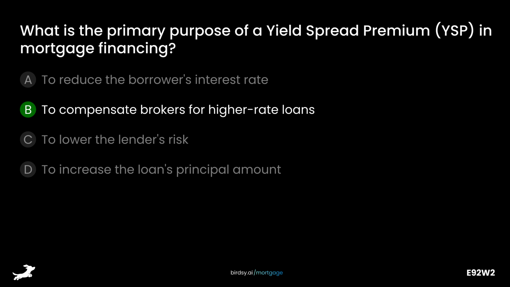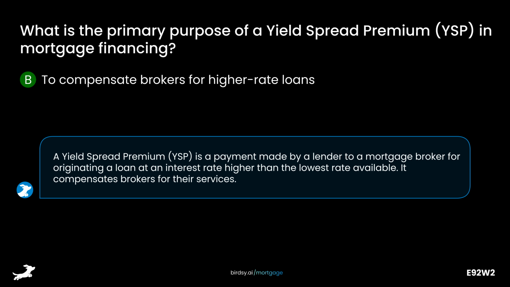The answer is B, to compensate brokers for higher rate loans. A yield spread premium is a payment made by a lender to a mortgage broker for originating a loan at an interest rate higher than the lowest rate available. It compensates brokers for their services.